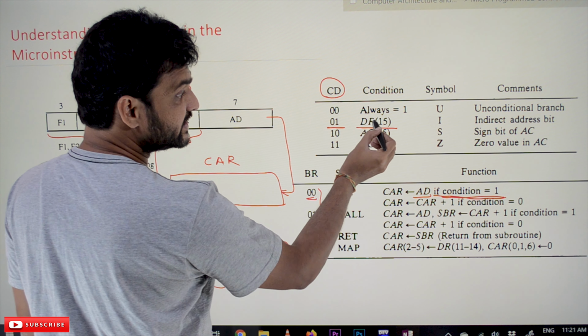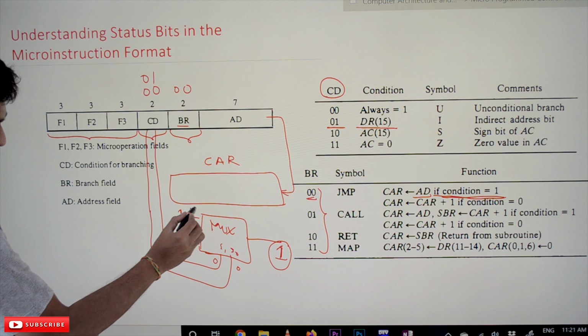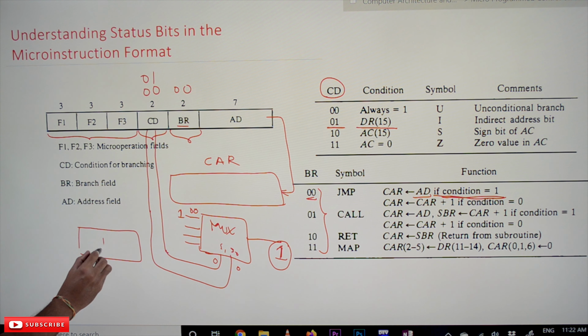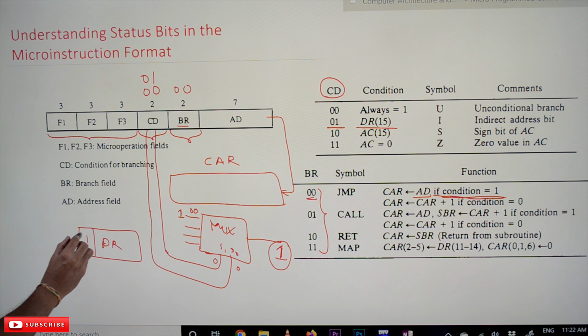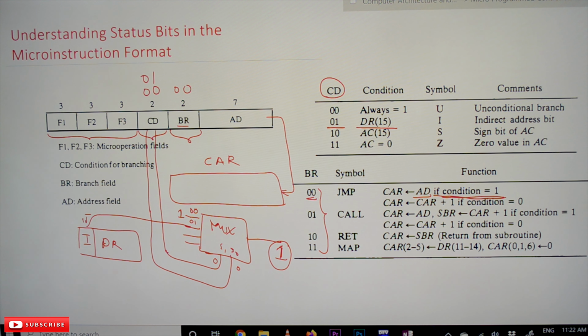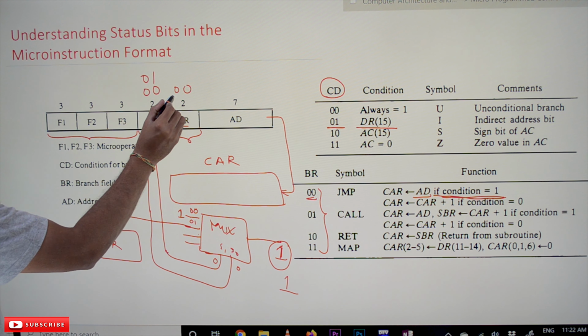If DR, data register's 15th bit, so what this input consists of is 0 0. To which points is it linked? It is a data register, and the 15th bit is 1, so it is an indirect address mode. If this 15th bit is 1, this value is connected to this 0 1. Think of it: if this data register's 15th bit value is 1, it is going to produce an output of 1, and BR is 0 0.